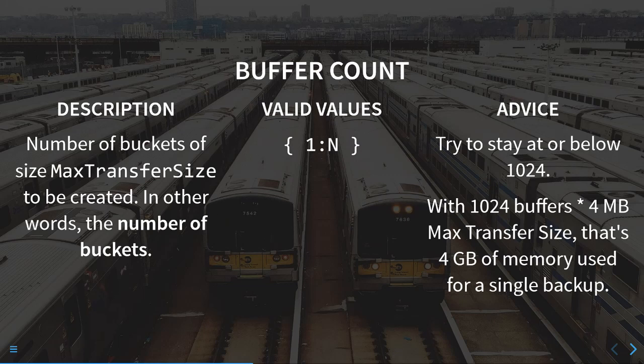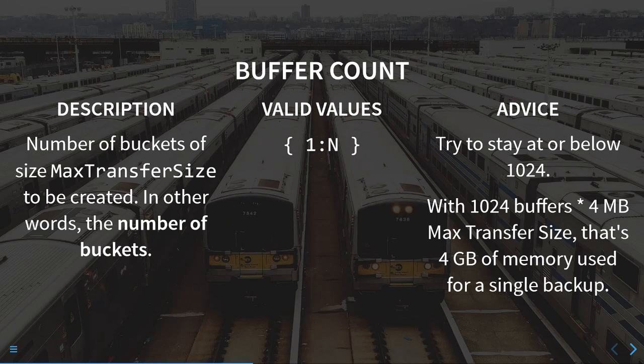Buffer count is an integer. That is the only thing that stops us from defining whatever buffer count we want. So there's no hard maximum. However, there is a soft maximum, and think of it as 1,024. The reason I pick that number is if you have 1,024 buffers, each of which is 4 megabytes, you are spending 4 gigabytes of RAM just to take a single backup.